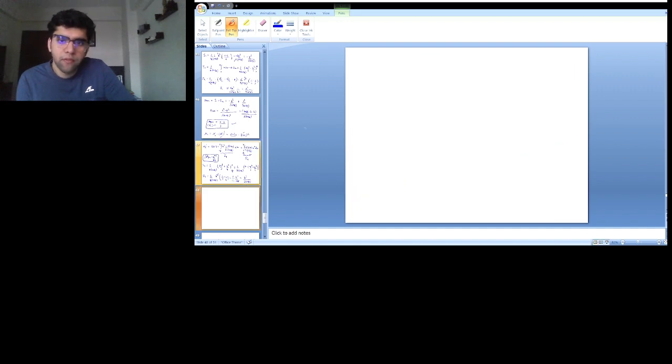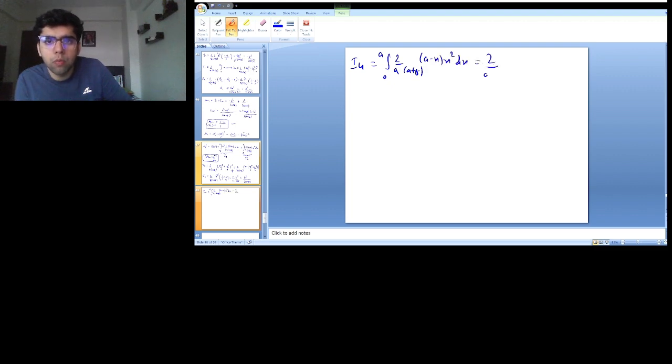So finding I4 now. I4 was integrating 0 to a, 2 upon a plus b, (a minus x) into x square dx, which is 2 upon a plus b comes out. Integrating this whole term gives me ax cubed by 3 minus x to the power 4 upon 4. My limits are 0 to a.